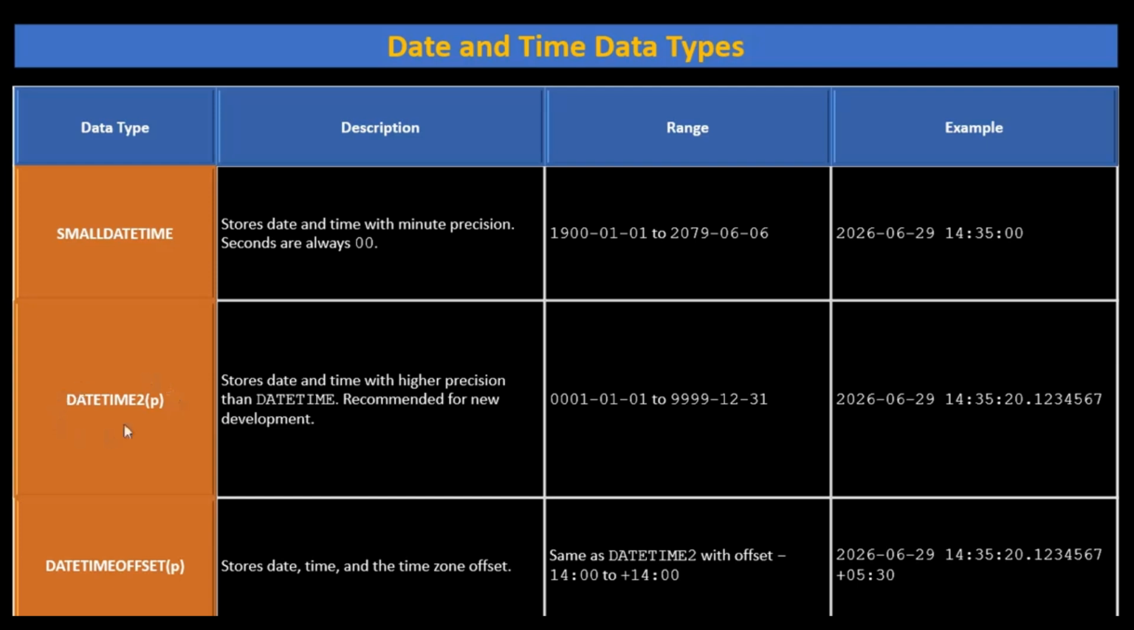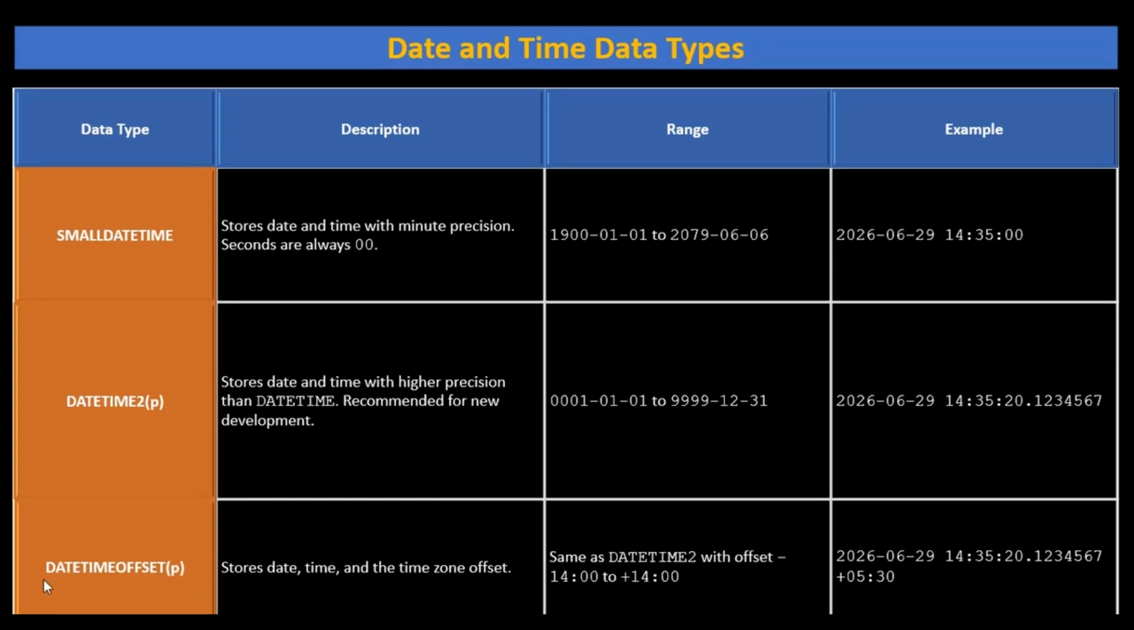The next is date time 2. It is the latest one and it ranges from 1/1/1 to 31/12/9999. It is same as of date data type. Here we can see, for example, this is the date part and this is the time part as in date time.